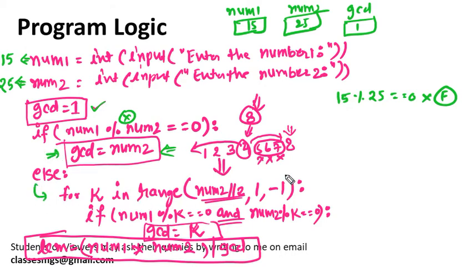In the else part, the for loop with the range function will be executed. What will be the range? Number 2 divided by 2, integer divide. We have written double divide with 2, that's why only the quotient will be coming in the answer. So number 2 is 25. If we divide 25 by 2, then integer division will be 12, and 24 and 1 will be the remainder.